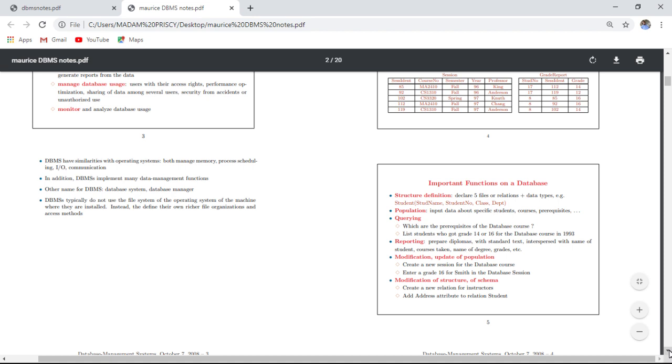But once you are not going to use pseudo code, we are not going to use the English language. You are going to use certain query languages. Okay, your friend today, SQL. One of the questions is which are the prerequisites of the database course? Another question is list students who took grade 14 or 16 for the database course in 1993. You see, these are some of the questions we are going to ask.